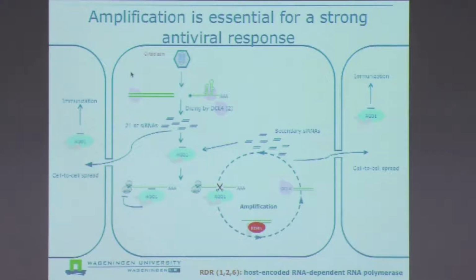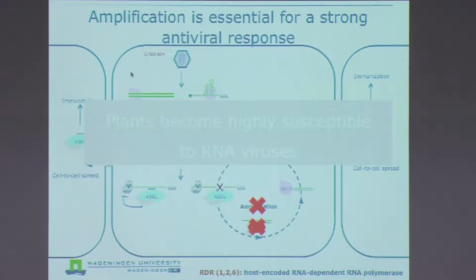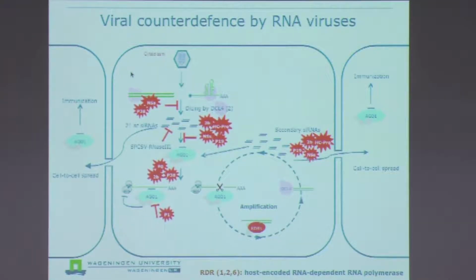It also means that it is essential to mount a strong RNAi response, also to viruses. Because if we take out the RDRs, we will not have any amplification, no secondary siRNAs, and what we generally see in plants is that these plants become highly susceptible to RNA viruses. Of course, viruses need to establish an infection in plants, and they are able to do so. That means the virus has to counteract RNAi, because if it doesn't, it will more or less lose the battle. It will become degraded primarily, and maybe even cleared from the host.